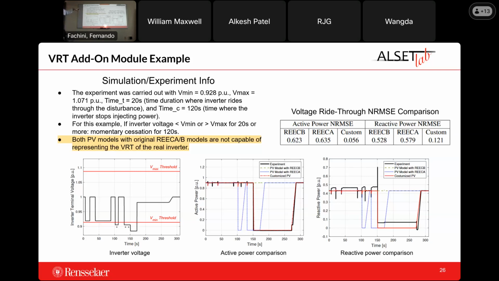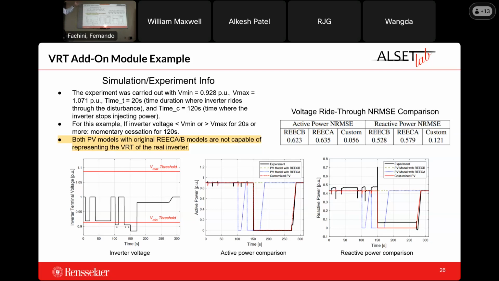With the PVs that have the RECB electrical controller and RECA, they're not even capable of replicating. One replicate does a weird behavior where, for values below the threshold, it immediately ceases. And the RECB model doesn't even recognize the momentary cessation. It continues injecting power the same way. And this is reflected through just running a normalized root mean square error comparison.